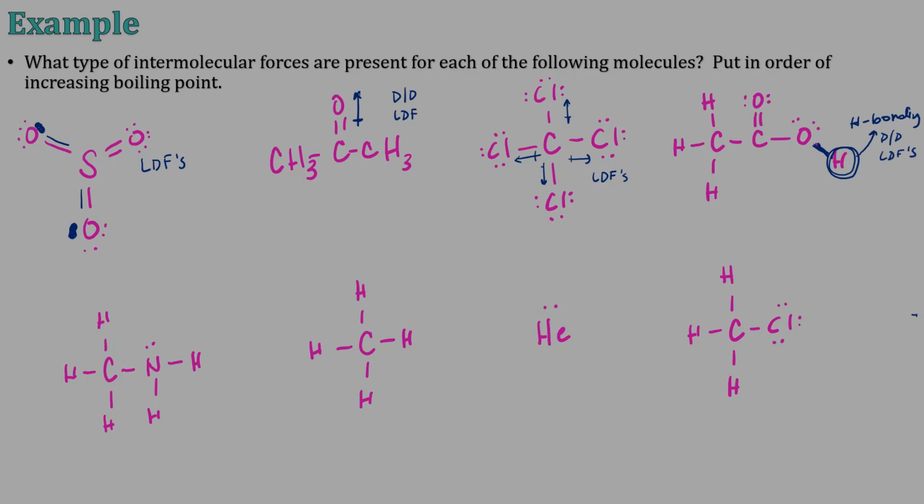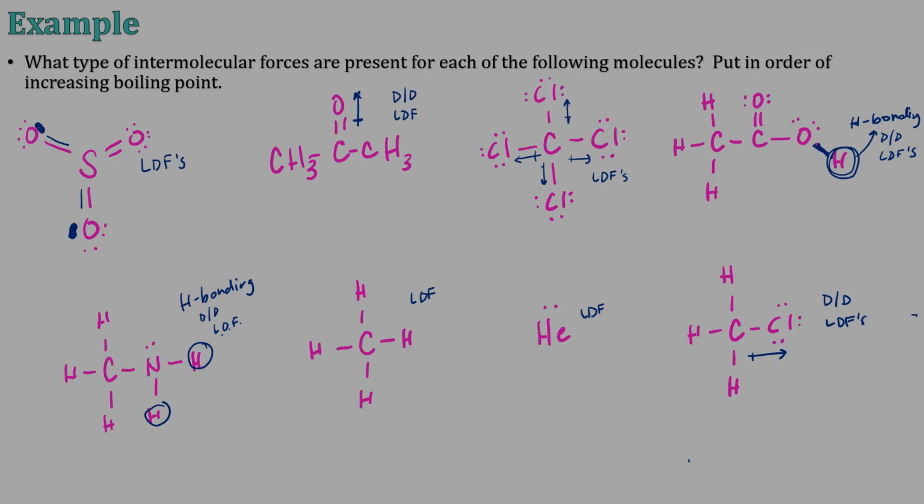All right, and then down here we've got nitrogen to hydrogen, so both of these can hydrogen bond, and so it will also have dipole-dipole and LDF. So anything that has hydrogen bonding also has dipole-dipole. Methane, CH4, is going to have only LDFs. We consider C to H bonds to be nonpolar. Helium will only have LDFs, and then this is polar, so this is going to have dipole-dipole, LDFs. So remember that you have to have a hydrogen. For hydrogen bonding, it has to be directly bonded to nitrogen, oxygen, or fluorine.